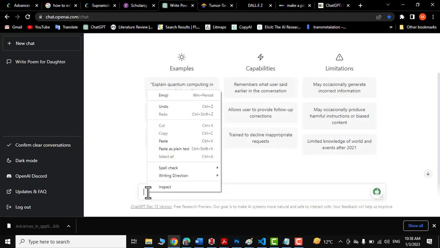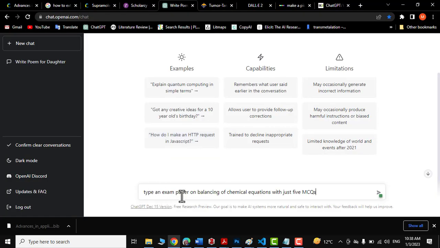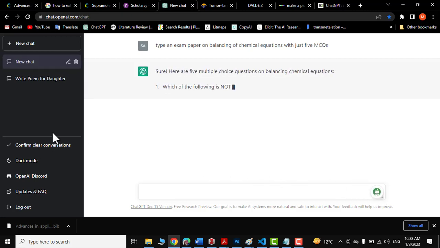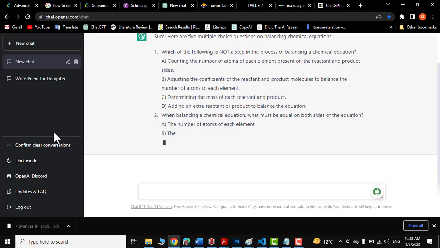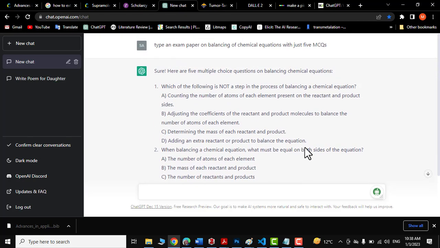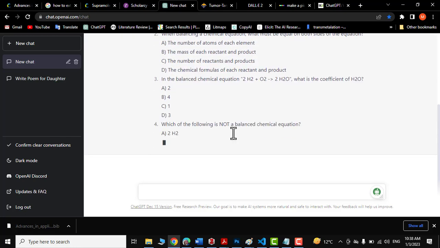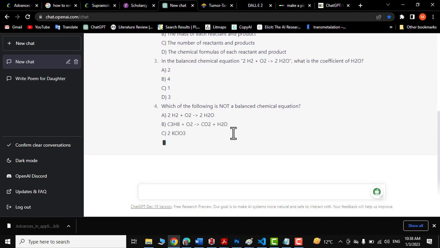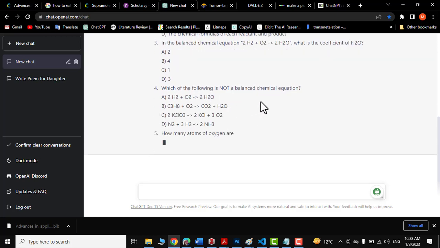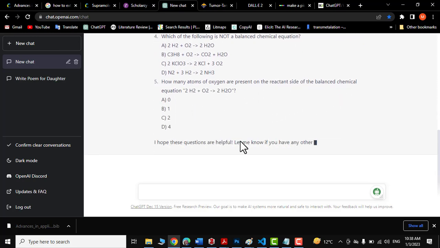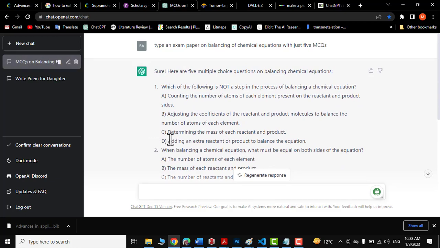Let me ask one more question, and this time type an exam paper on balancing of chemical equation with just 5 MCQs. And here we go. It is actually writing an exam paper for me, which I would give to my students. You can see. Since this is my subject, I can know how beautifully it has done that. Which of the following is not a balanced chemical equation? How many atoms of oxygen are present on the reactant side of the balanced chemical equation in this equation? You can see it has done a brilliant job.